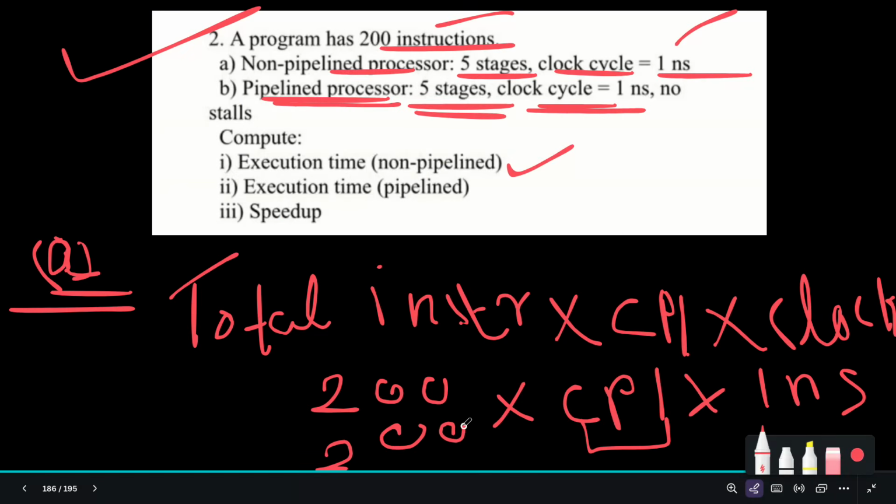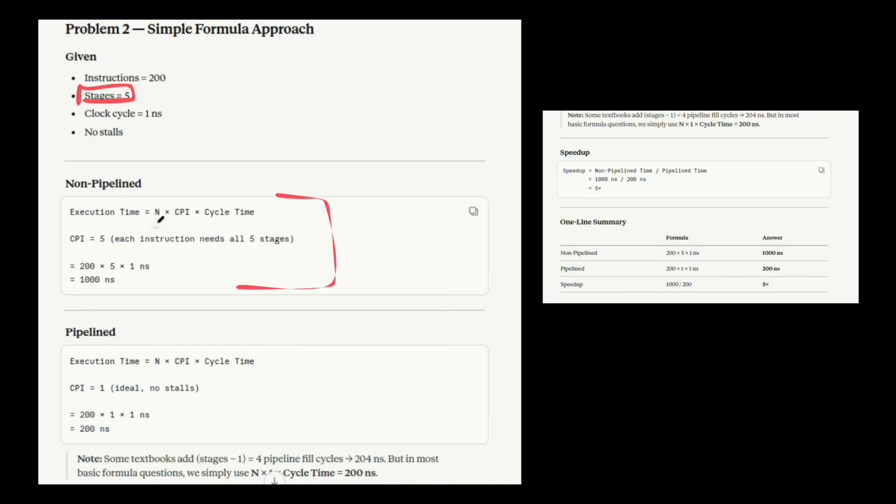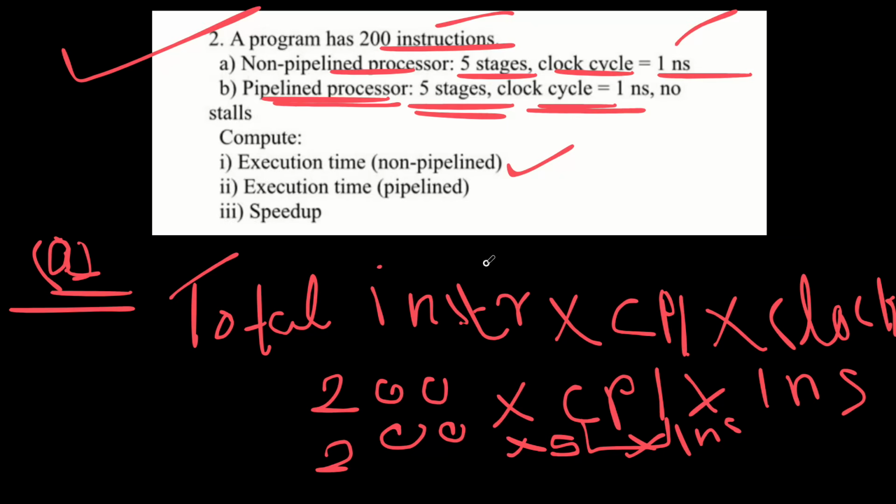200 into the CPI would be what? 5 into 1 nanosecond we have to do. That means here, for non-pipelined execution time, we know it is the total number of instructions into CPI into cycle time, and the CPI here is 5 for non-pipelined. So 200 into 5 into 1 nanosecond, we get the total execution time for the non-pipeline processor.